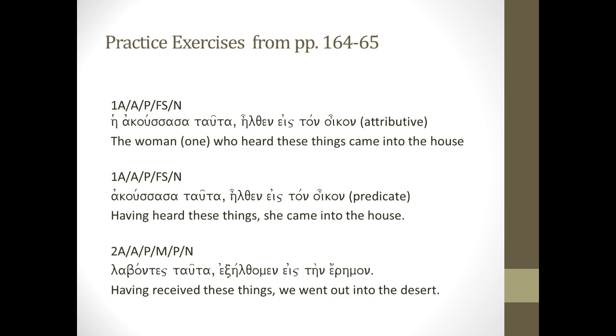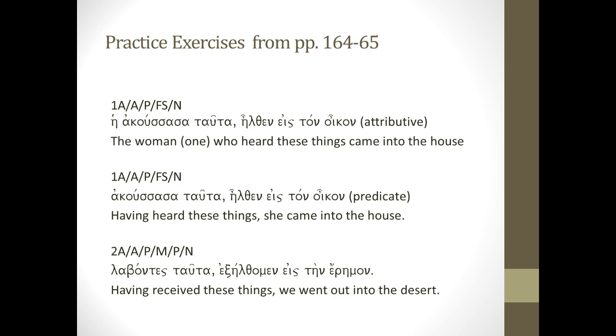Let's take the same sentence in the next one, only this time we remove the definite article. Instead of having he akousasa, we just simply have akousasa tauta eiselthen eis ton oikon. It's in the predicate position, and now we know that what we have here is the circumstances which preceded her entering into the house. So we say, having heard these things, she came into the house.